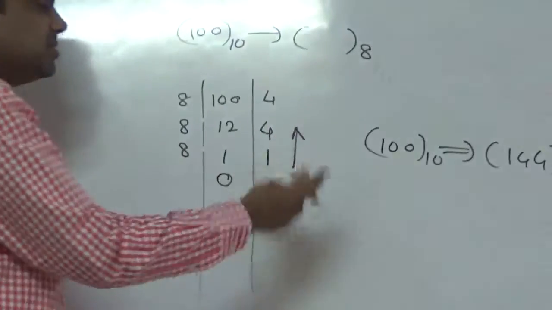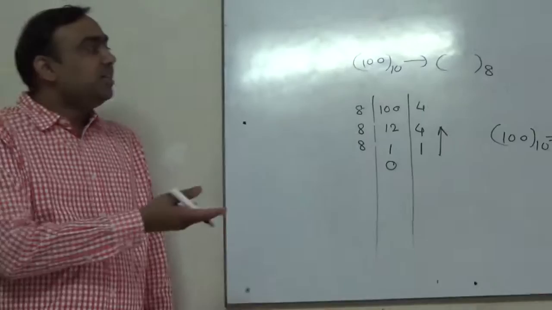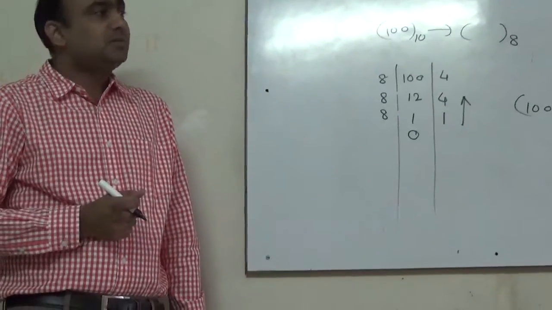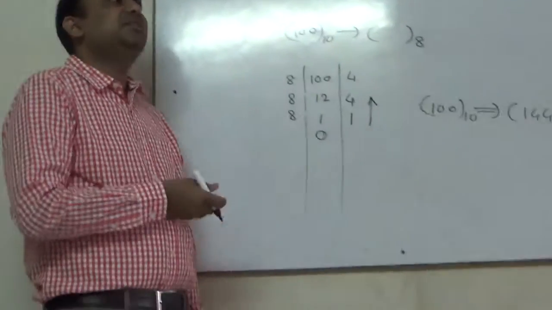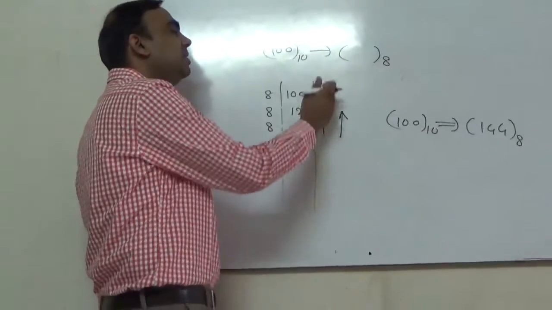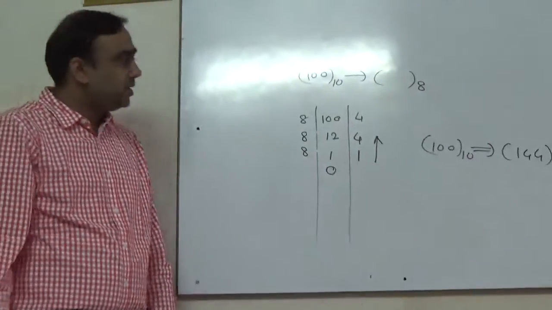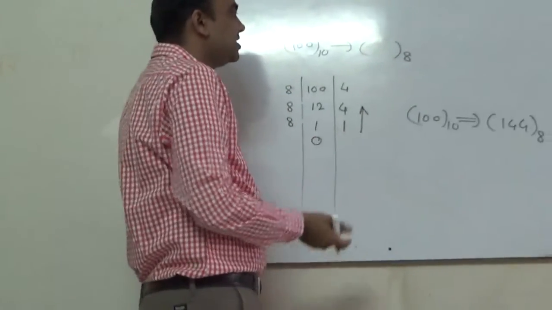Look at the remainders. These remainders will never cross 7, because if you are dividing by 8, the remainder will never cross 7. So we know that the digits in octal are from 0 to 7. So finally this outcome will be such that there will be only digits below 8. Okay, so you got this conversion from decimal to octal.